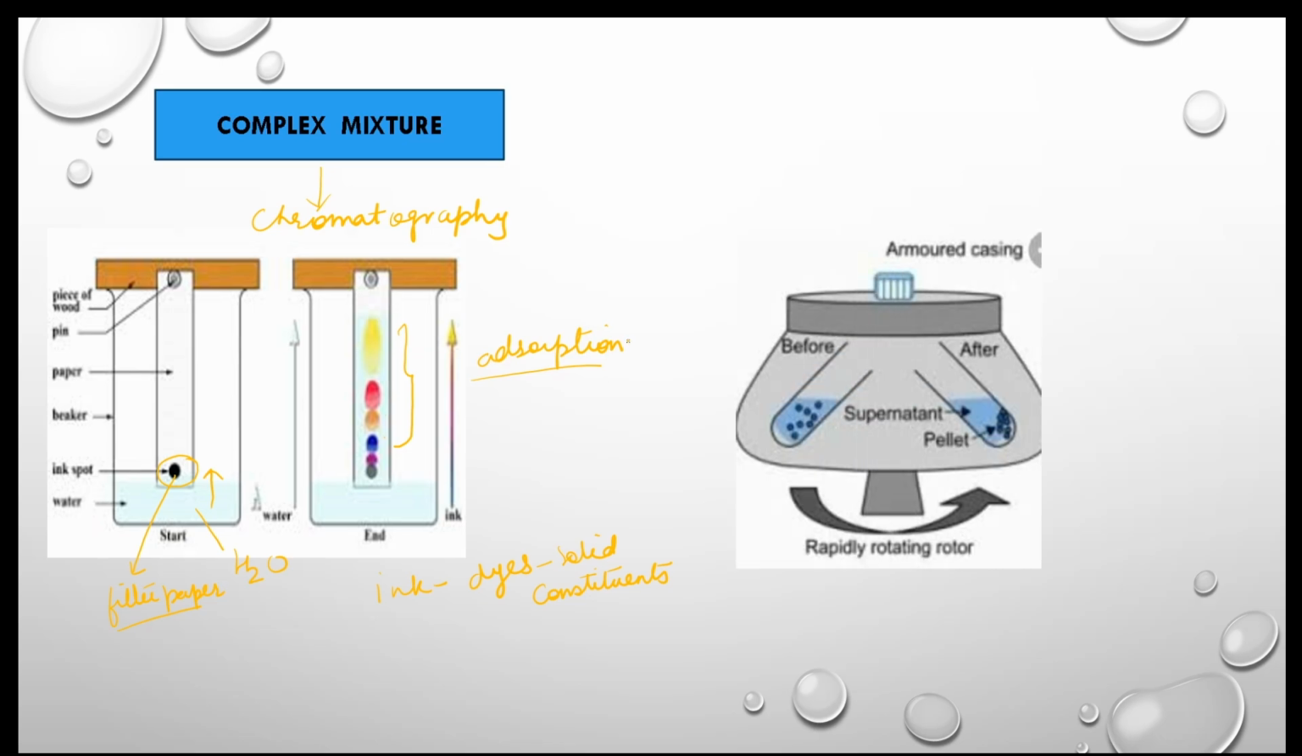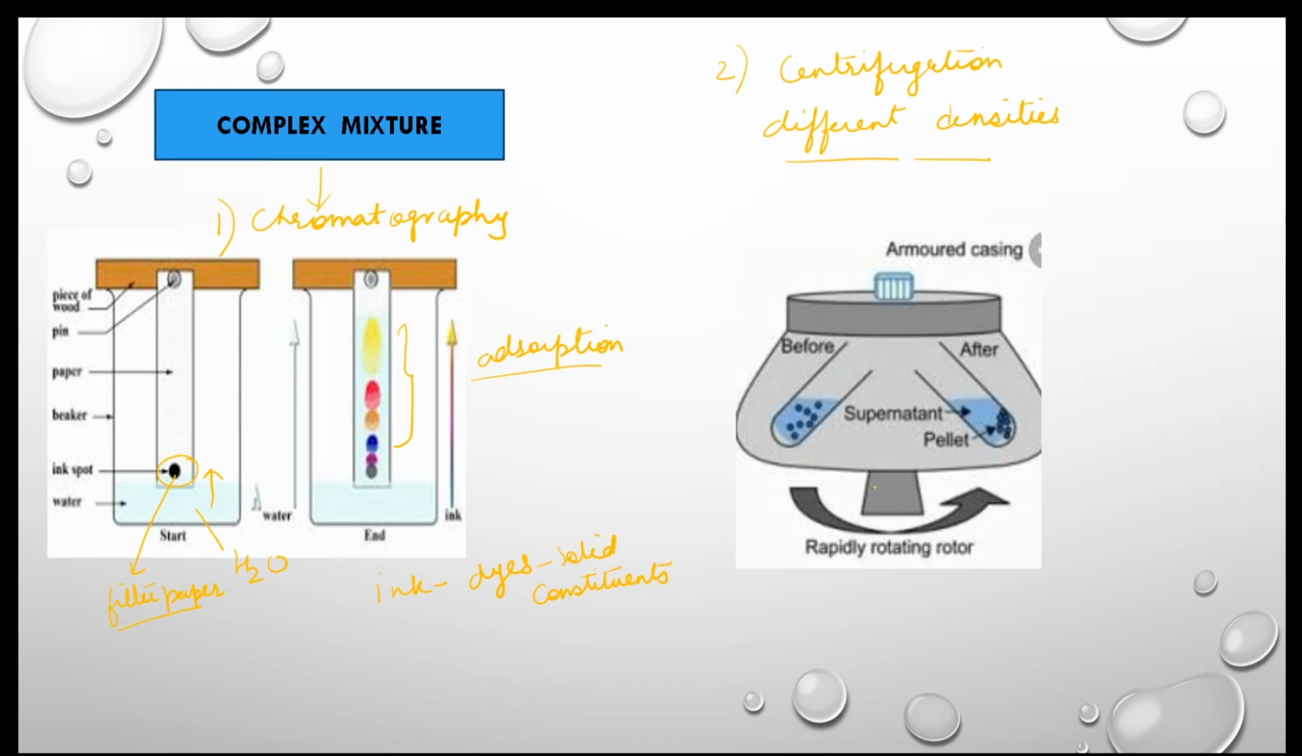Next is centrifugation. So in complex mixture, first we have chromatography, second method is centrifugation, and in centrifugation we separate two different constituents which have different densities. Okay, so here the principle behind separation is the difference in the densities of the two components which are present. So it is based on the principle of different densities. What is centrifugation? It helps in the separation of mixture using a centrifugal force.